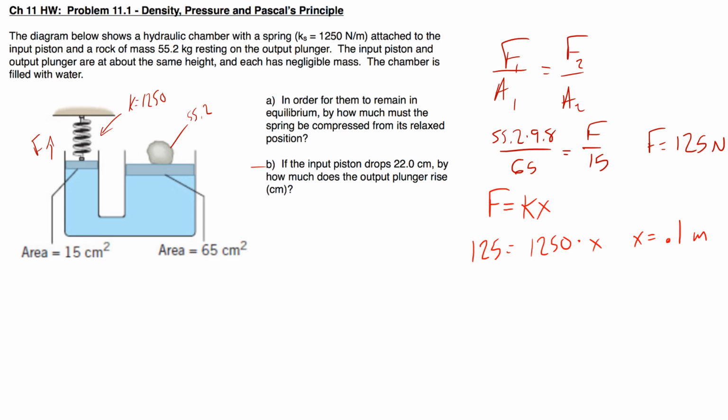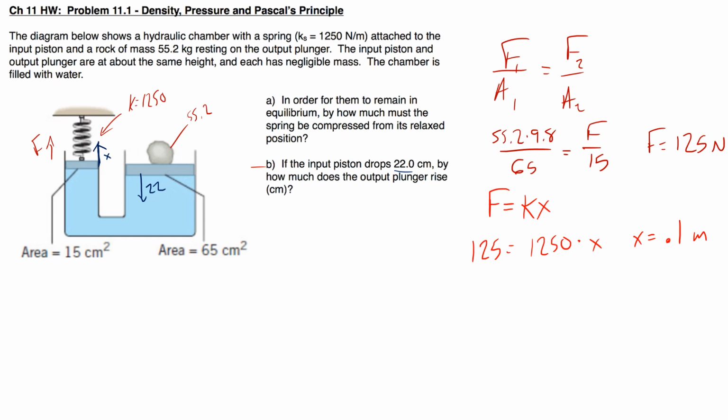So this time, the input piston drops 22 centimeters. How much does the output one rise? So this one goes down by 22, and this one's going to go up by something. We've got to figure that out. Do you have any ideas? You've done this kind of thing before, but you probably don't remember it. So how are we going to do this? I know what you're thinking. You're thinking of adding up the volumes. Yes, you could do that, but there's an easier way. Let's just think about the energies.